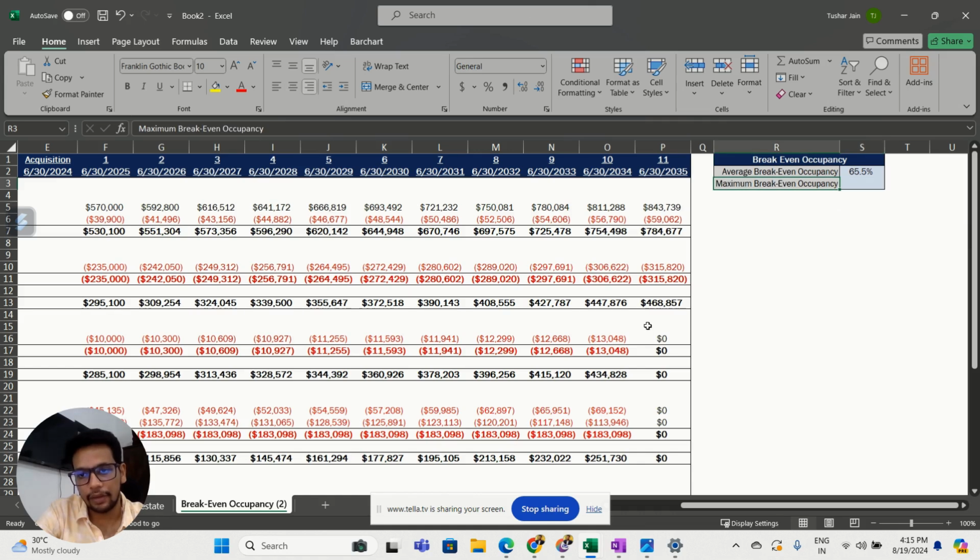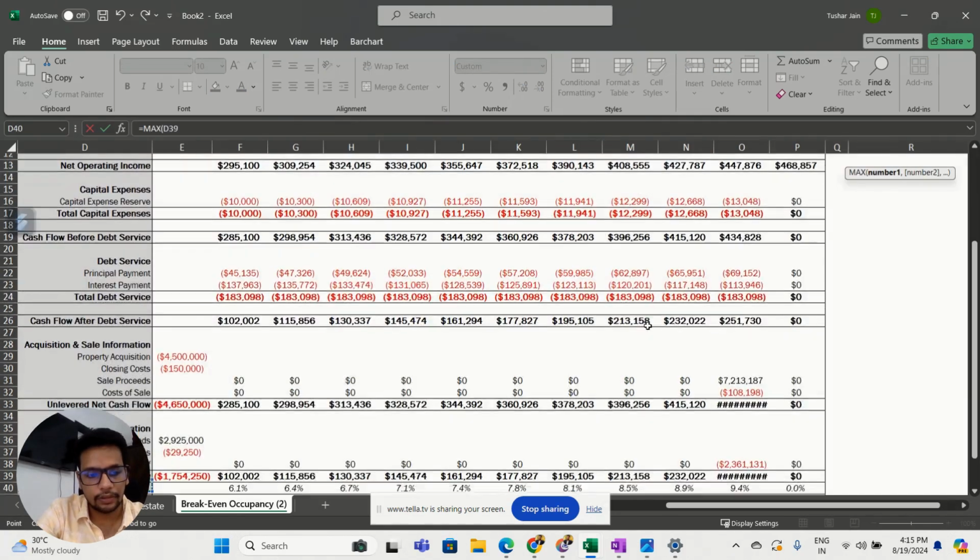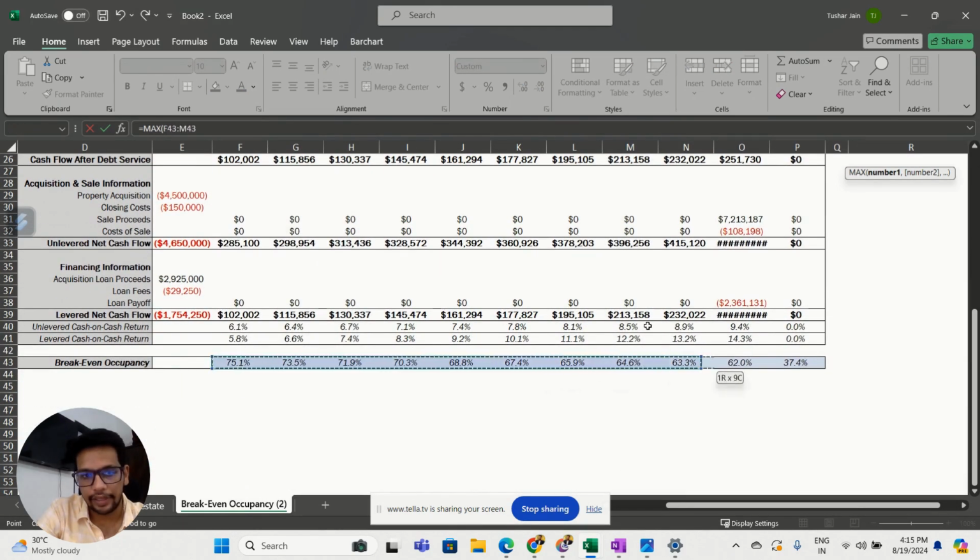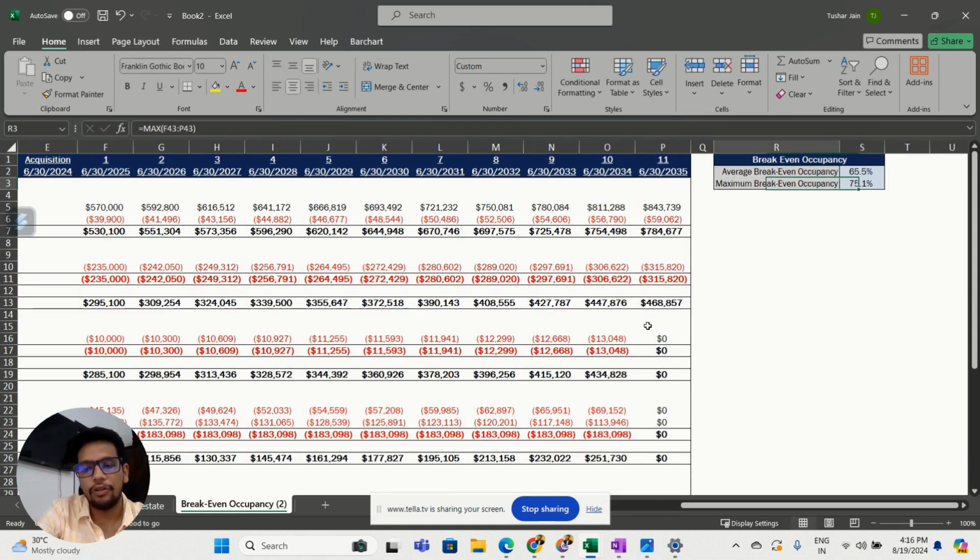Now, if I want to calculate the maximum break-even occupancy level, I can simply use the Excel formula MAX. In the range, I'll give the year-on-year break-even levels. So the maximum break-even occupancy is 75.1%, which is in our first year.